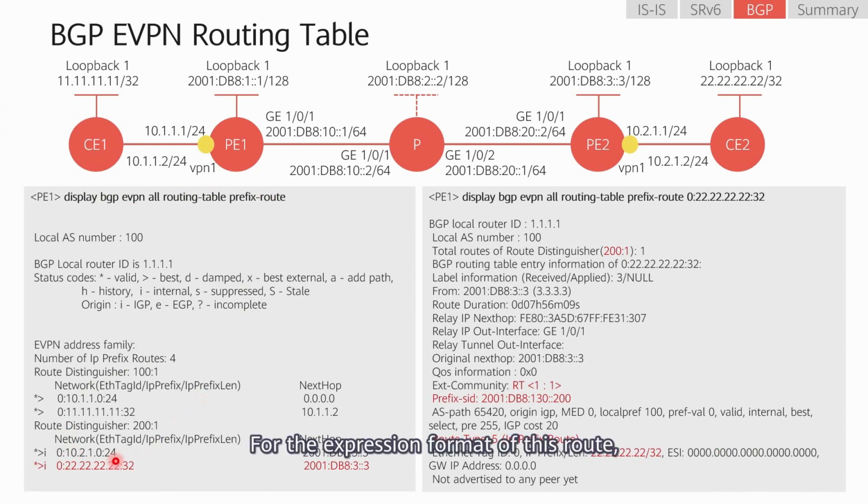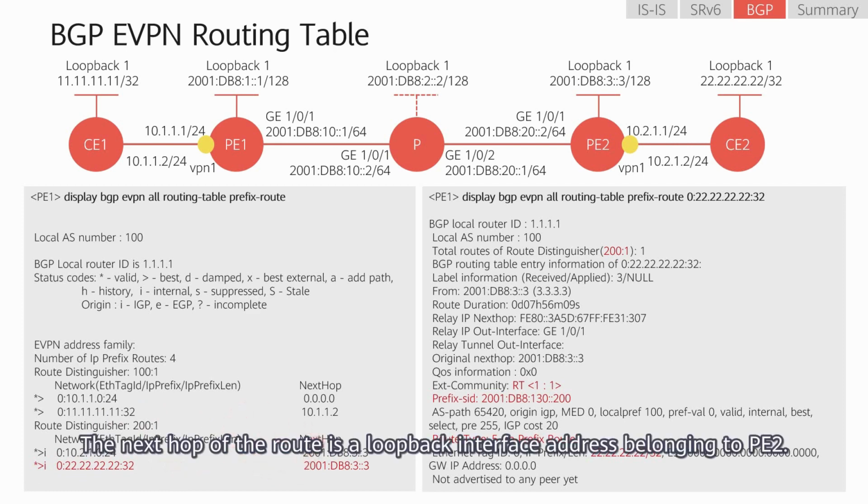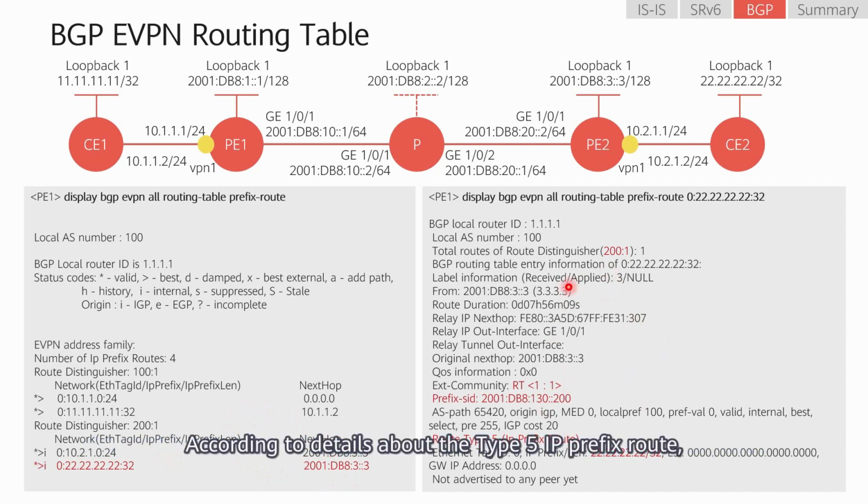For the expression format of this route, the first digit 0 is the fixed value of a Type 5 IP prefix route. The middle address indicates a host address, and 32 indicates the mask length. The next hop of the route is a loopback interface address belonging to PE2. According to the details about the Type 5 IP prefix route, the route carries RT and RD information. Most importantly, the route carries a prefix seed, which is also the End.DT4 seed of the route, and the route type is Type 5.